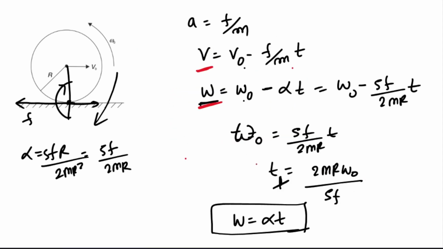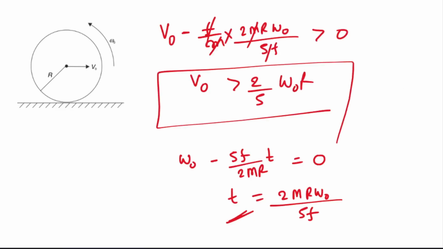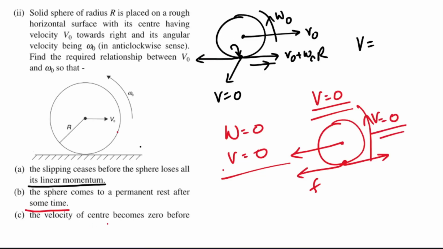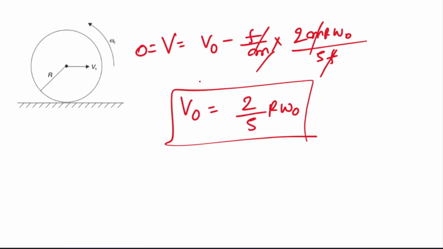So there was no need to calculate this much. Look, in the first case what did we get? We have got it greater, right? In this case, we have got it greater. In second case, this will become zero. V naught minus this will become zero at that time when omega is becoming zero. And in third case, velocity of center becomes zero before. So V is becoming zero before slipping starts.